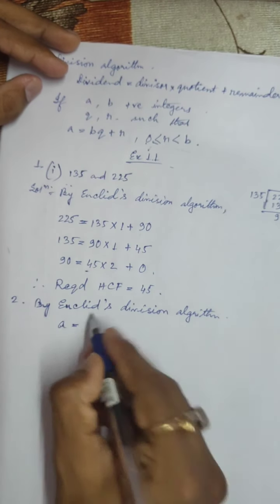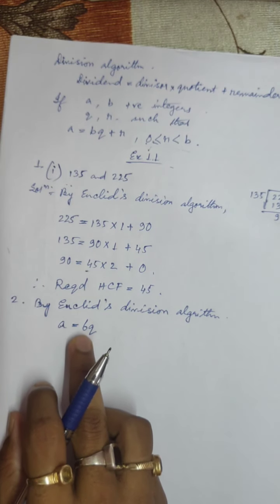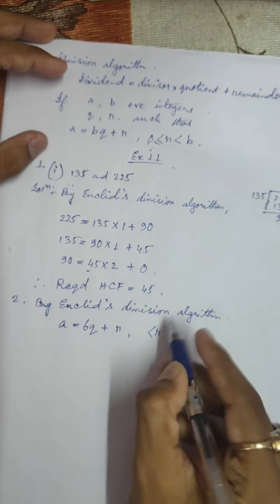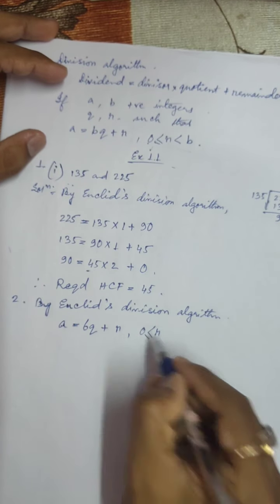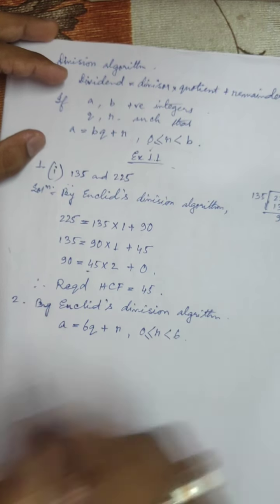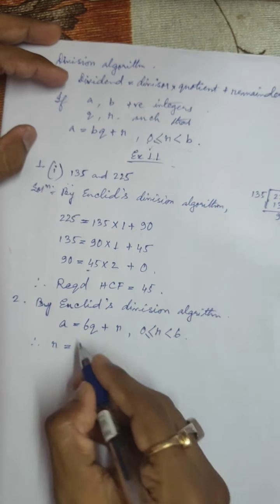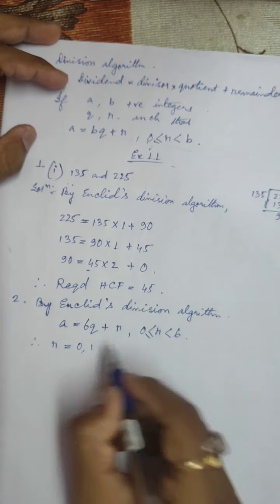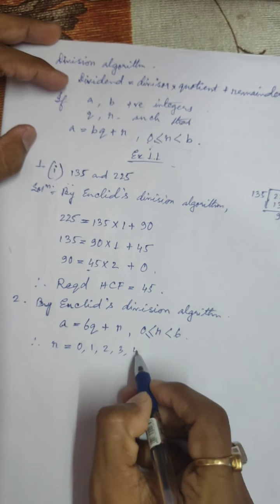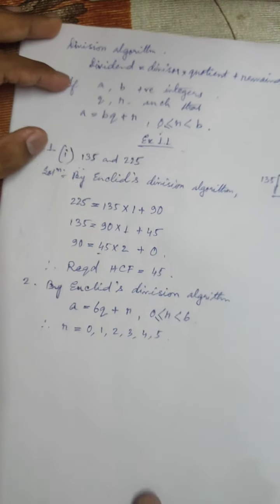we shall consider a equal to 6q plus r. Here we must consider 6 as the divisor, and the condition will be r is greater than or equal to 0, and here divisor is 6, so r is less than 6. So what will be the value of r? First 0, because r is greater than or equal to 0. Next 1, 2, 3, 4 and up to 5. 6 will not be there because r is less than 6. These are the values of r.